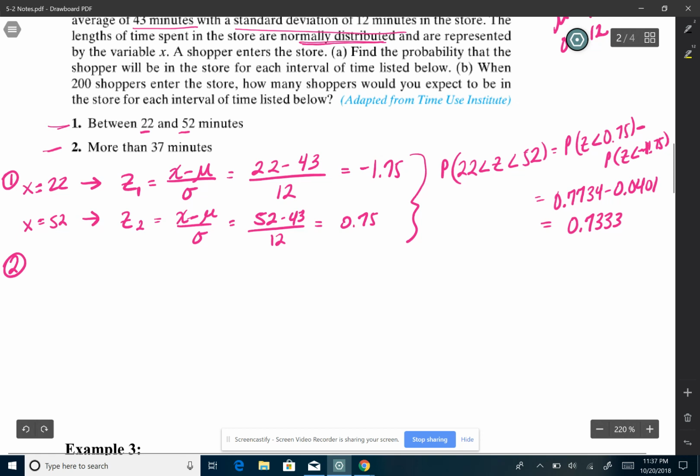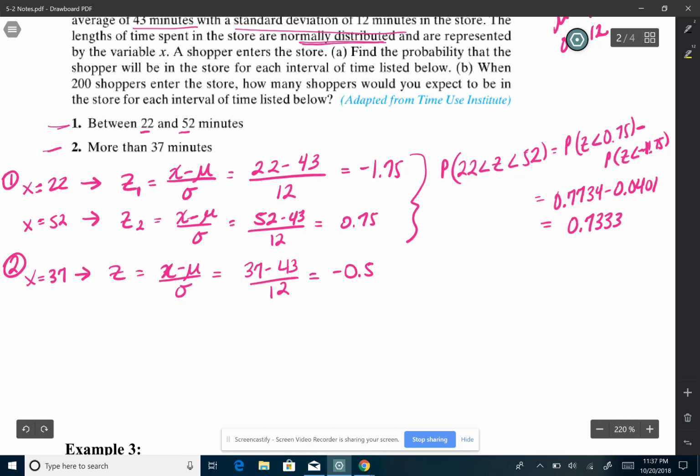We want to know the probability that they'll be in the store more than 37 minutes. So this time our x equals 37. We're going to get a z-score of the value minus the mean over the standard deviation. So 37 minus 43 divided by 12, and when we do that, we get negative 0.5.